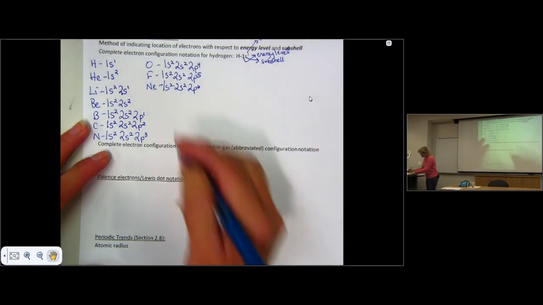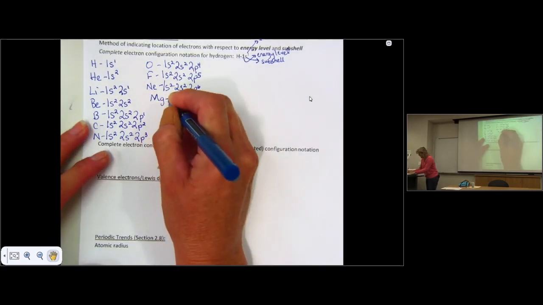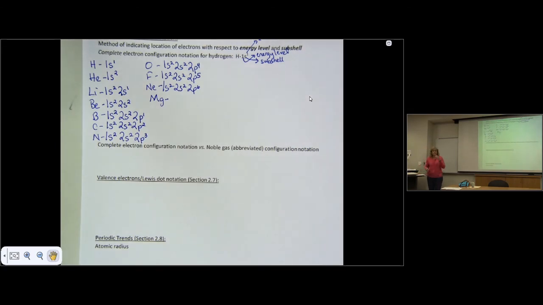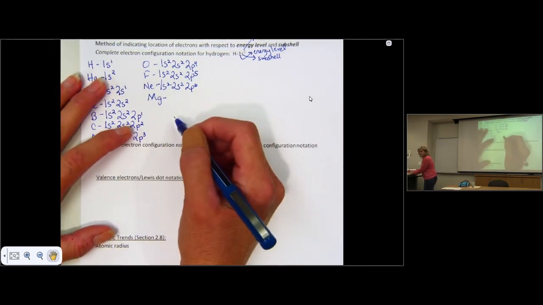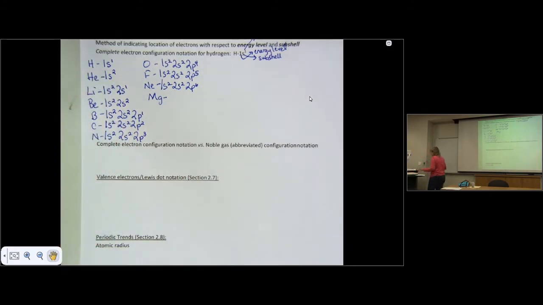Let's start off easy. I want you to write the configuration for magnesium, Mg. Start off 1s2, 2, and now just write it, and then you'll sing to me in a minute. Just write it. Don't try to do it from memory. Have your periodic table sitting there next to you. Follow it, left, right, down.